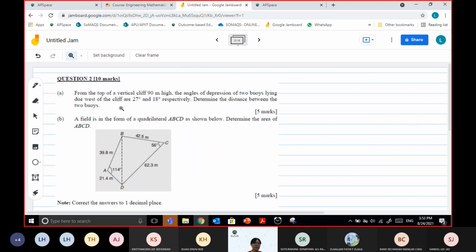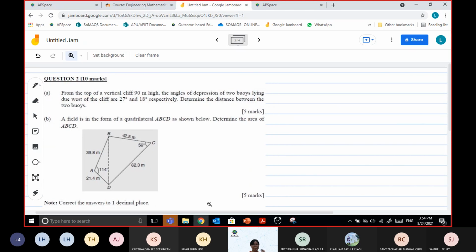For the second question, question 2A: from the top of a vertical cliff 90 meters high, the angles of depression of two buoys lying due west of the cliff are 27 and 18 degrees respectively. Determine the distance between the two buoys. For these kinds of questions, you definitely need to draw it.